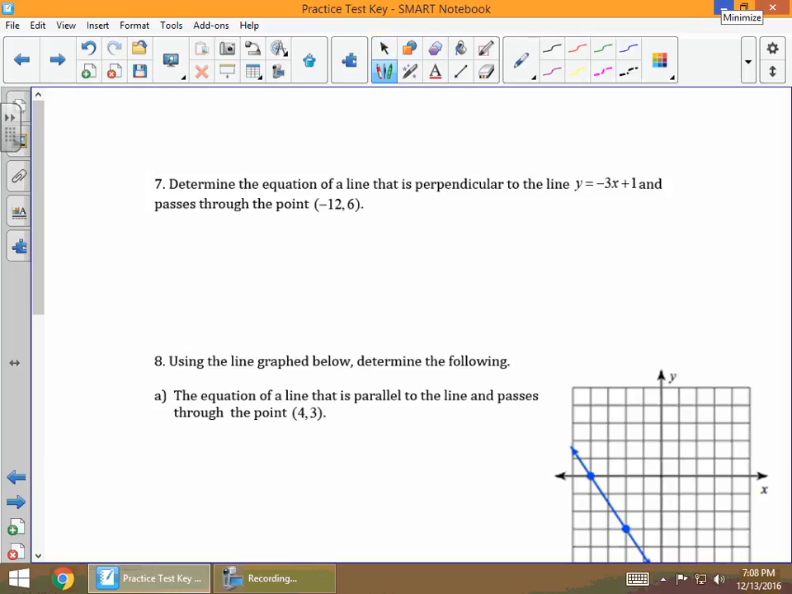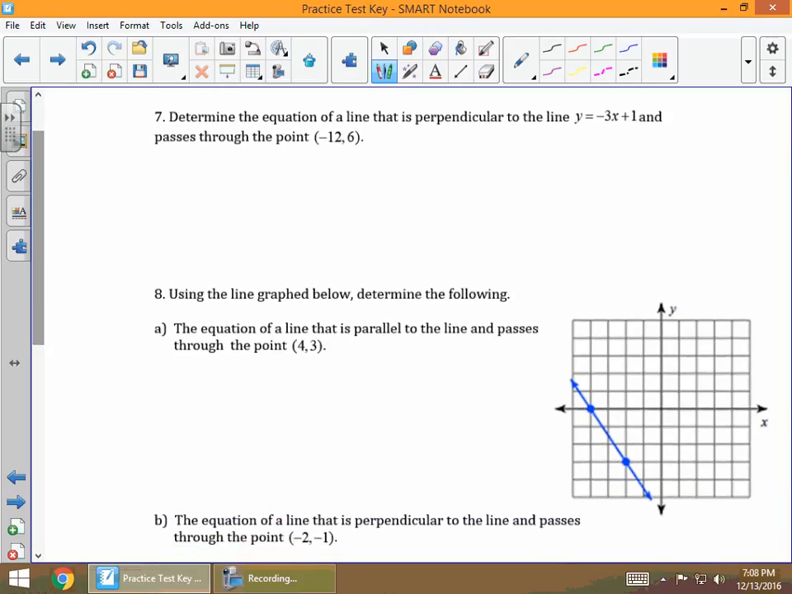Welcome to video 2, which is page 2 of the Unit 6 practice test. And in this one, we're going to be finding the equation of a line 4 more times.